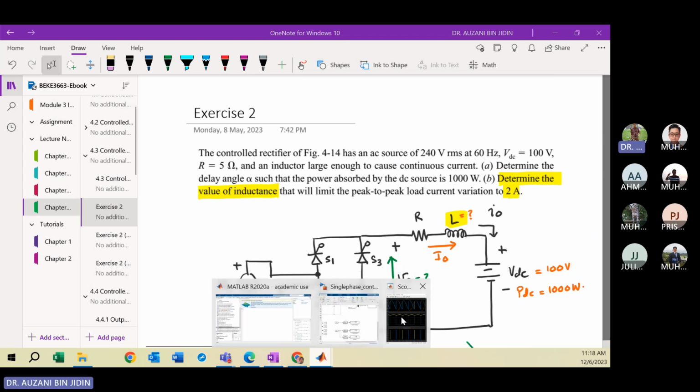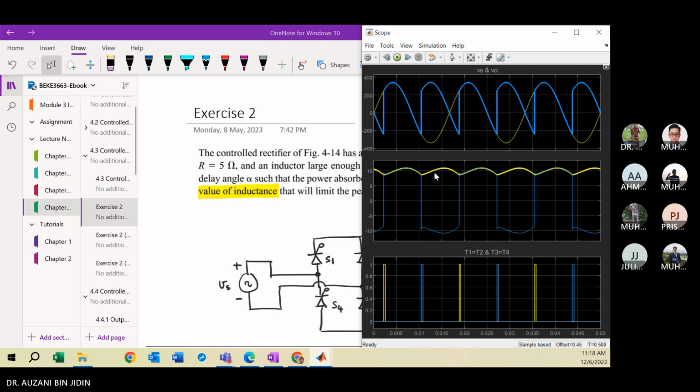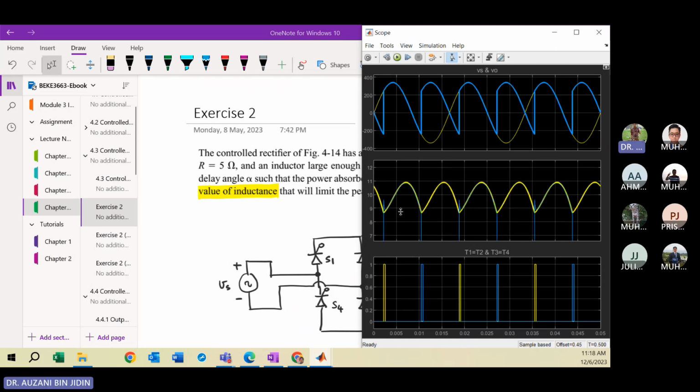So from the result, this is the output current, the yellow color. Maybe we can magnify the result. So from here you can see the current ripple, which is the difference between the maximum and the minimum output current variation, will be almost 2 ampere. Clear? 11 minus 9, almost 2.